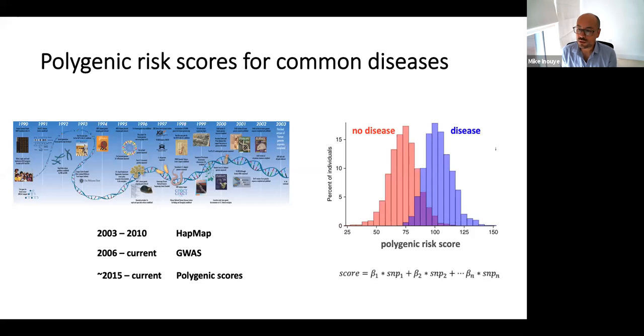So polygenic scores really came onto the scene. They've been in animal research for a while, especially in livestock, but the methodologies really came into the human world somewhere around 2015, maybe a little bit before. And really what polygenic scores are, at their simplest, is a weighted sum of genetic variants, weighted by their corresponding effect sizes in genome-wide association studies.